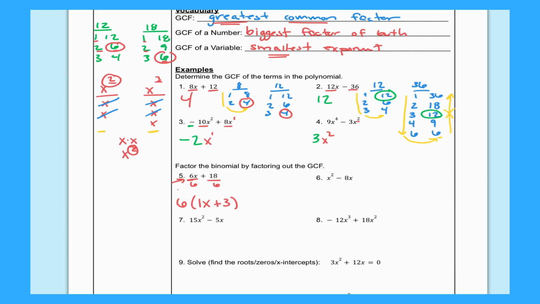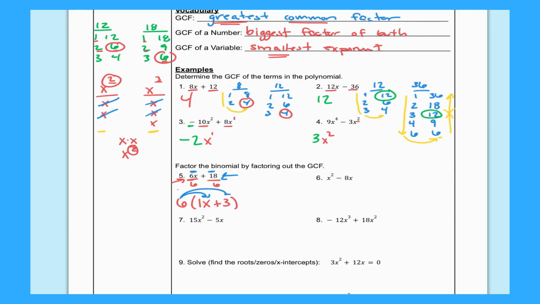And there's a really quick way you can check our work. If I distribute this and do my multiplication like we did in our last chapter, 6 times 1x is 6x, and 6 times 3 is positive 18. So if we did this correctly, when I do that distributive property, I get back to where I started. If I don't, then I have an error somewhere.